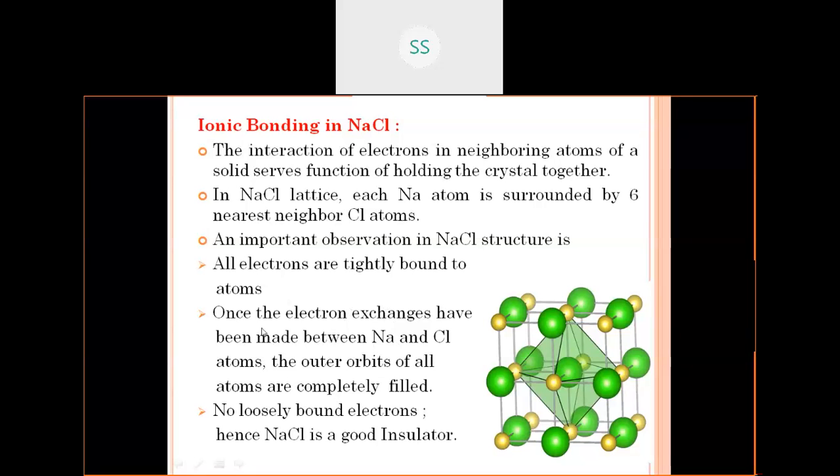Okay, so once electron exchanges have been made between Na and Cl atoms, the outermost orbits of all atoms are completely filled. So there are no loosely bound electrons. That is one feature. Hence NaCl is a good insulator.